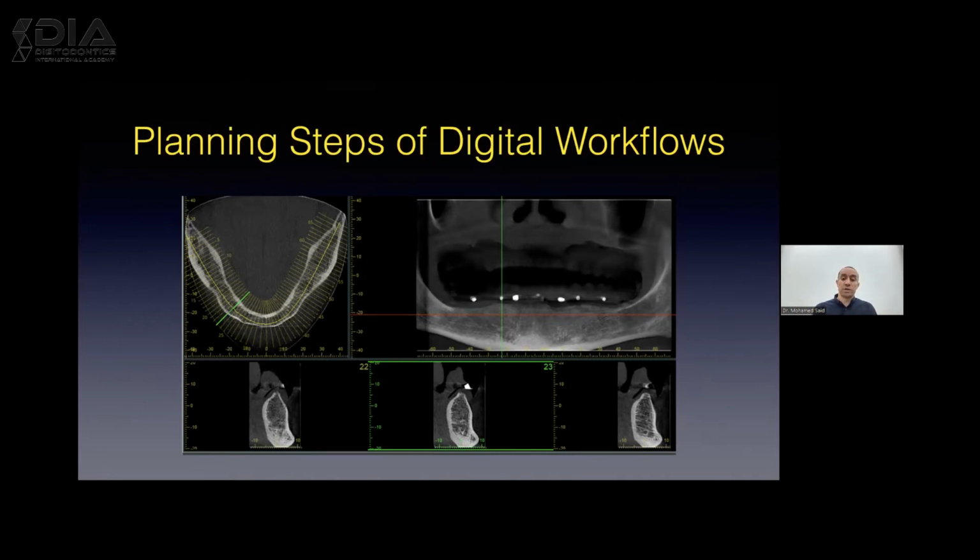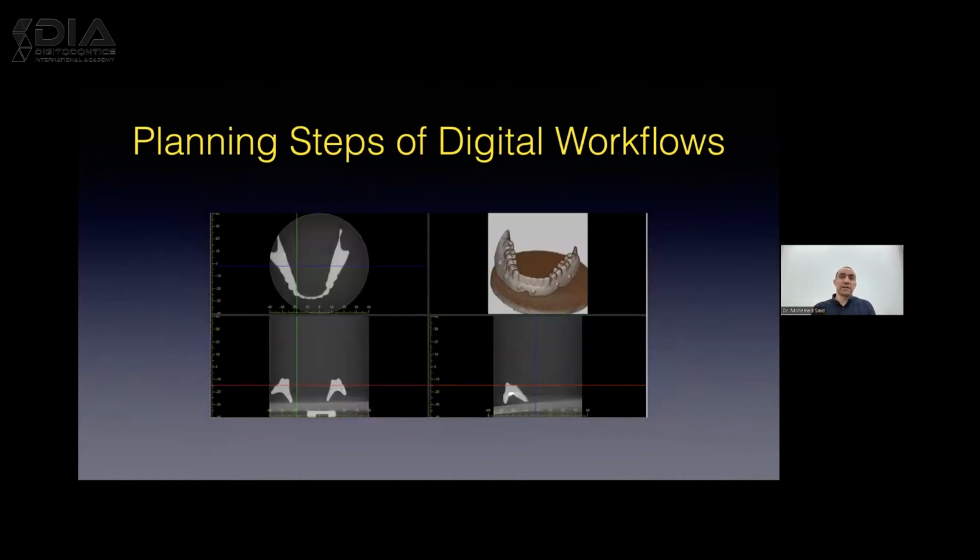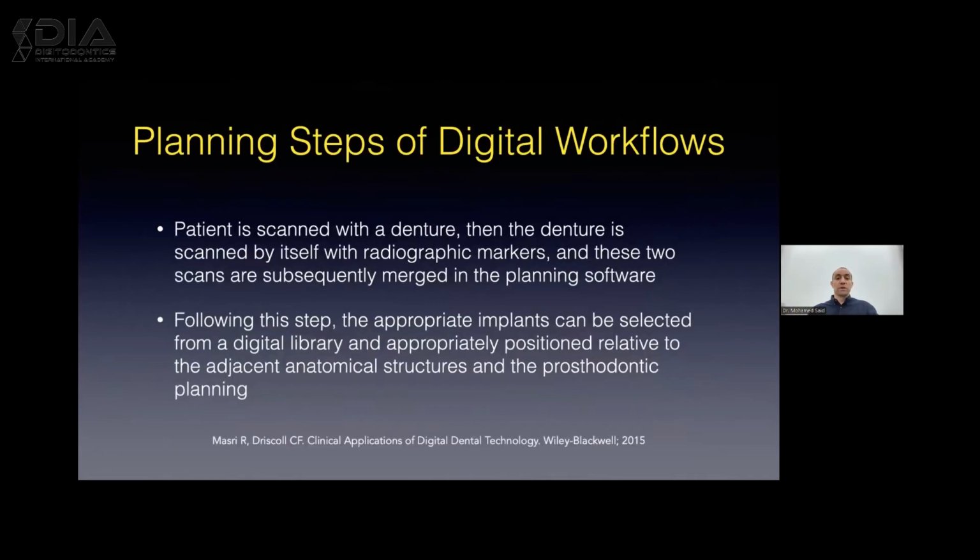But how can we place the exact relative position of the teeth and radio-opaque markers regarding the bone and anatomical tissue? What we usually do is called the dual scan technique. The first scan is scanning the patient with the denture, and the second scan is scanning the denture itself alone. Then after having the 2 scans, we use them to be merged together in the planning software.